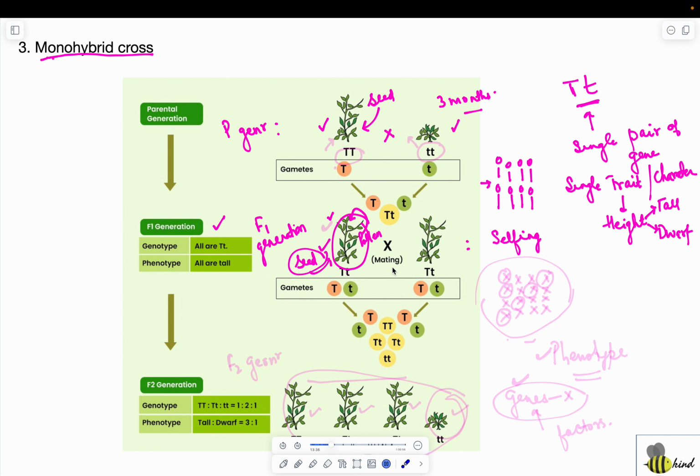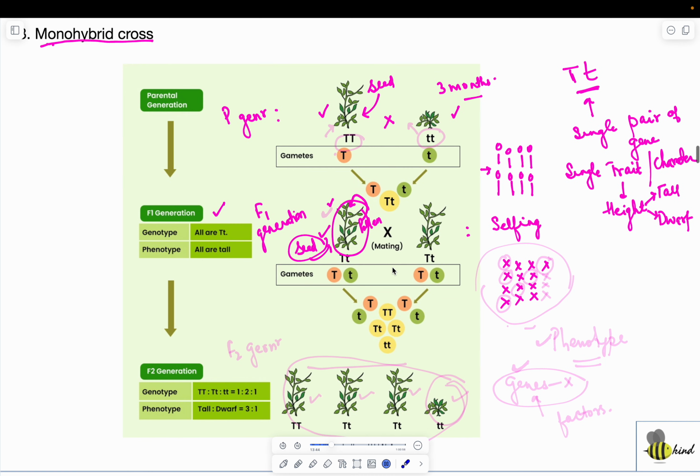He took the seeds, he sowed the seeds into multiple rows, and the next generation plants were of different kinds. So he found in the next generation, the F2 generation, some plants were tall, some were dwarf, some were again tall. So he found two kinds of plants, tall plants as well as dwarf plants in the population.